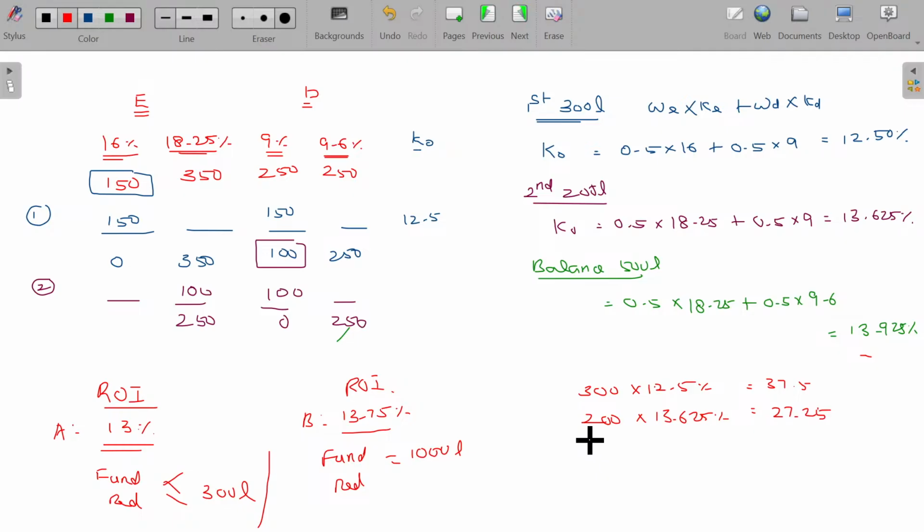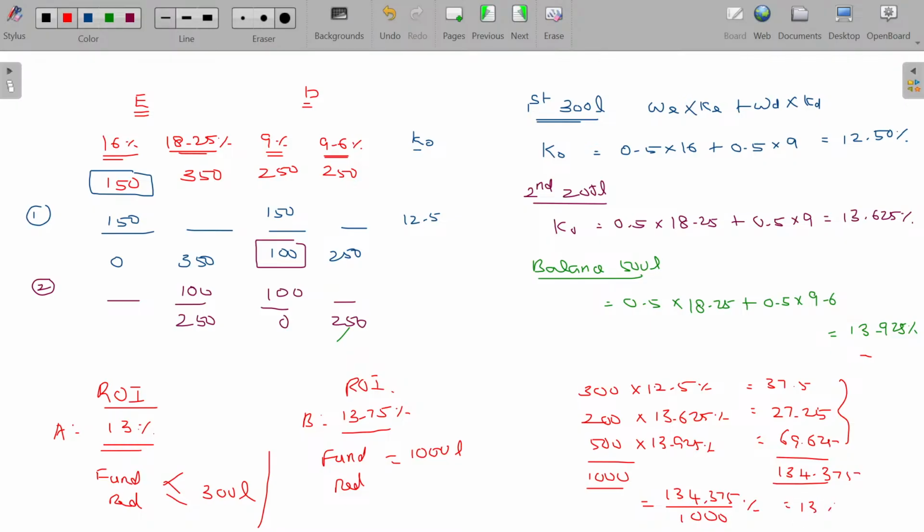27.25. Okay. Then for the balance 500, it costs me 13.925 percentage. Come on, get me the ultimate value. 69.625. The overall fund 1000 lakhs, we have to pay so much cost. What's the value? 133.75. Otherwise, for that entire value, 134.375 is payable for 1000 rupees of fundraising. 13.4375. Otherwise, 44 percentage. Yes, this cost being the return on investment is 13.75.